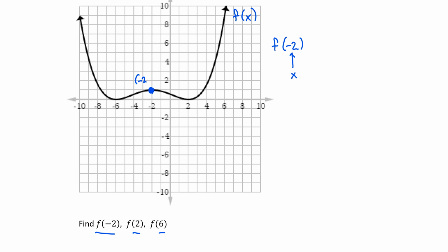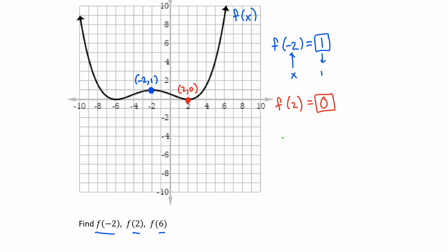This is ordered pair negative 2, 1. We could say when x is negative 2, the corresponding y value is 1. So f of negative 2, therefore, equals 1. Okay, it's very simple when you know what you're looking for. Let's make sure we all know what we're looking for. F of 2. The input is 2. Remember, what's in parentheses is the argument or the x value. So I want to find the point on the graph that has an x value of 2, and I want to observe its corresponding y value. Since the ordered pair is 2, 0, f of 2, therefore, is 0. We could say when x is 2, y is 0.